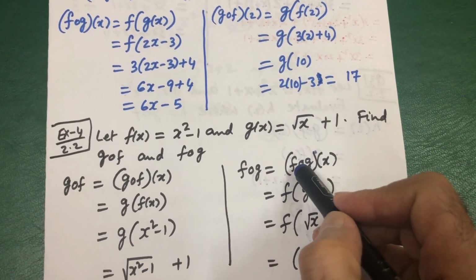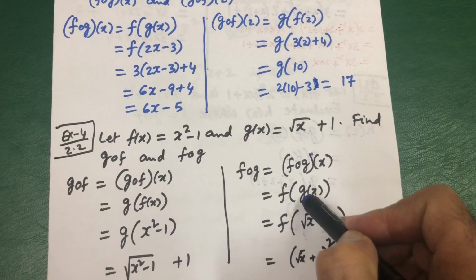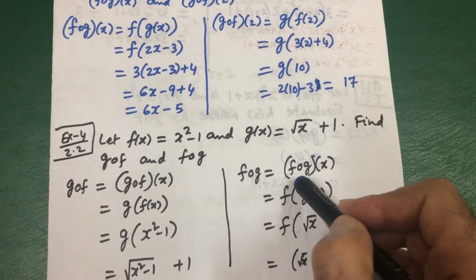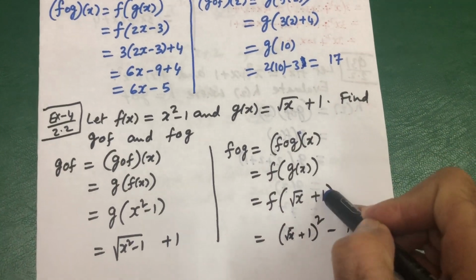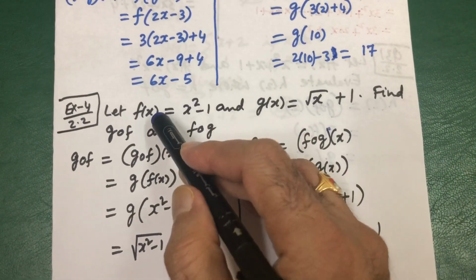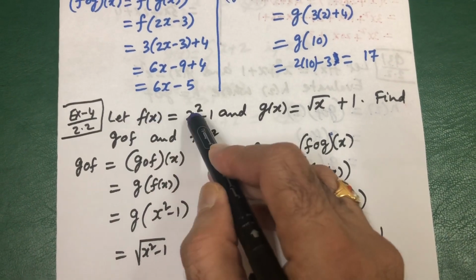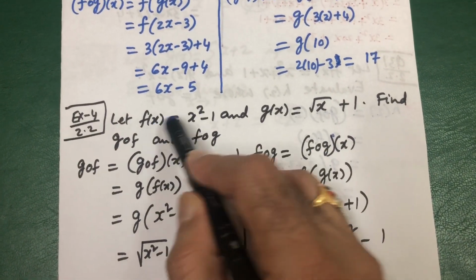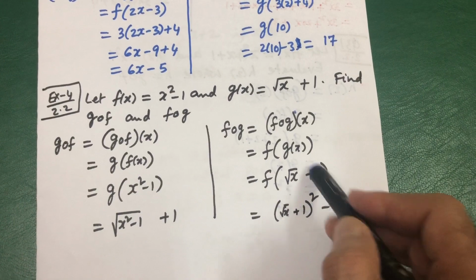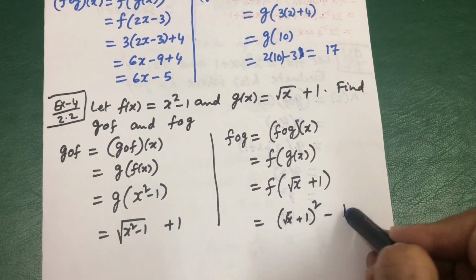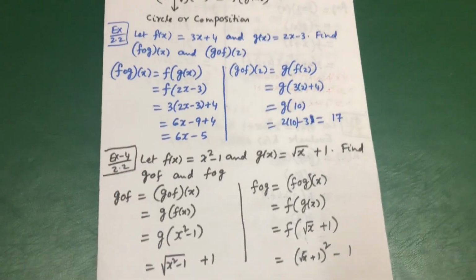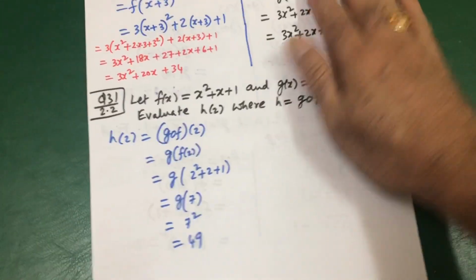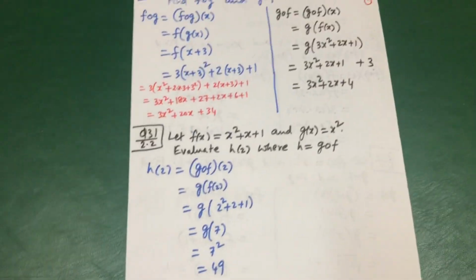F of Z circle means bracket g of x. F of g of x is, except root x plus 1. So what is this? f(x) is whatever is there inside, square minus 1. Whatever is there here, square minus 1. So in the same way, whatever is there inside, square minus 1 separately. That is F circle Z. So this is an important problem, especially with numbers in place of x's. So let us do it.